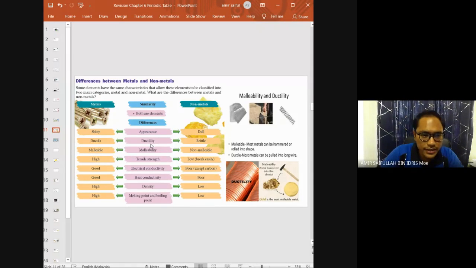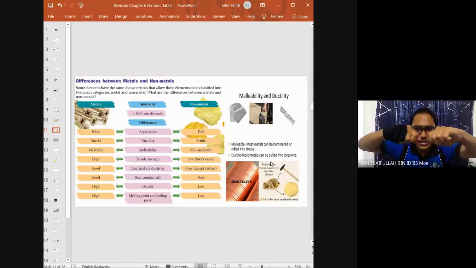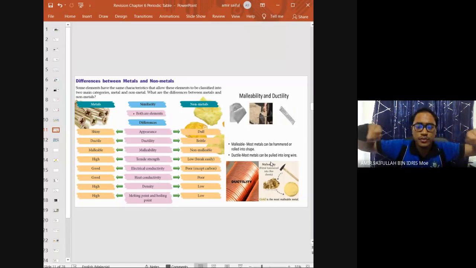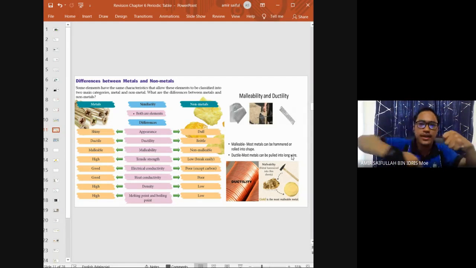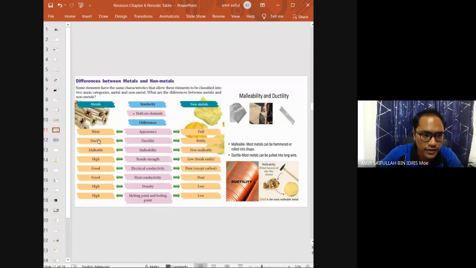And then ductility. So what is ductility? Ductility is the ability to be pulled into a long wire. You can stretch the metal, so metal can be stretched and pulled into a long wire, like the dawai. Like copper wire, you can turn it into a wire. That is what we call ductility. So it is ductile.